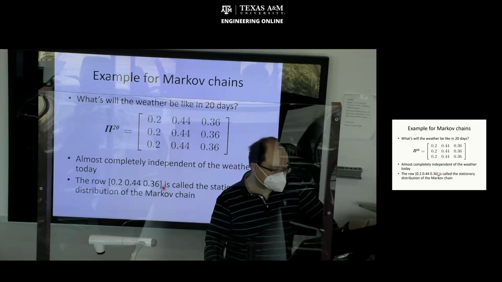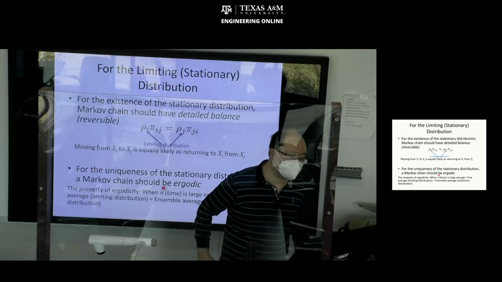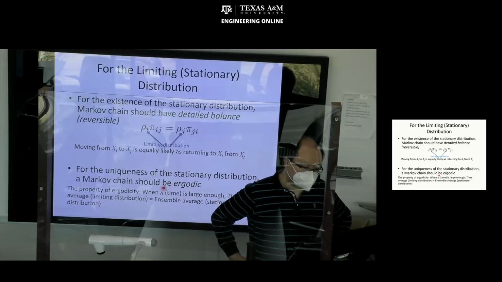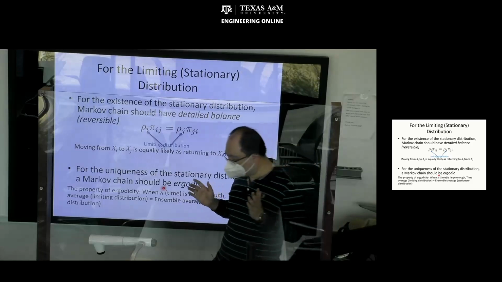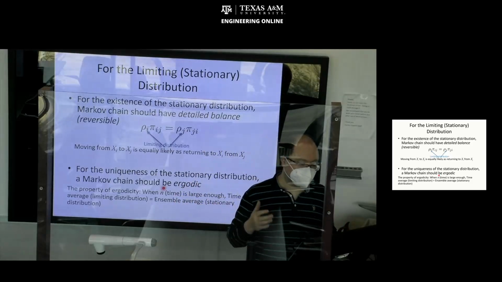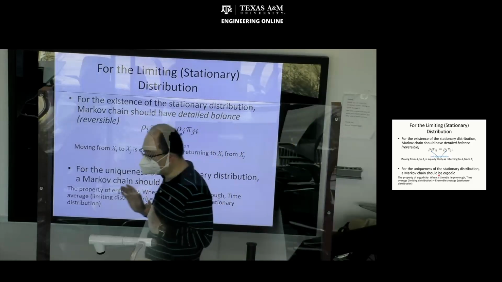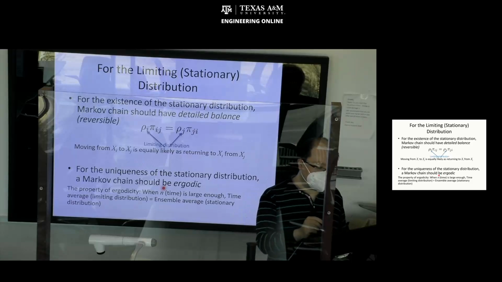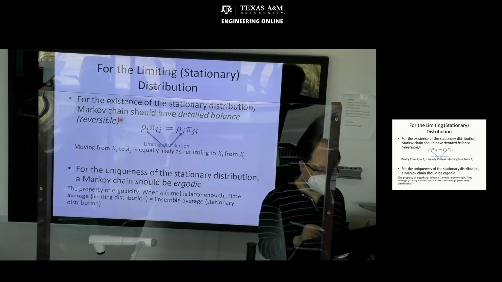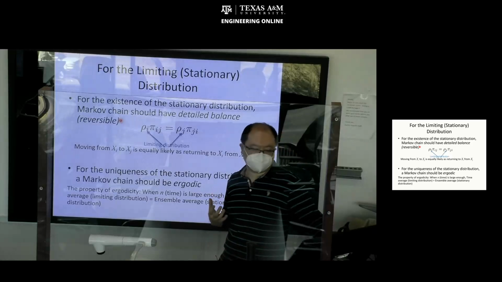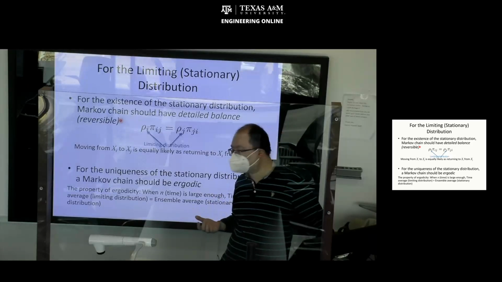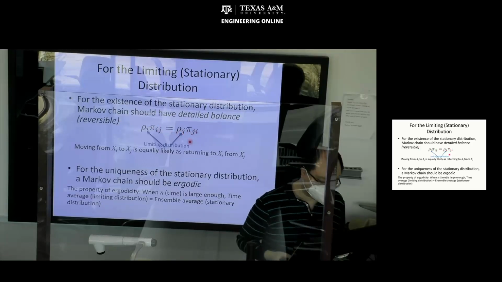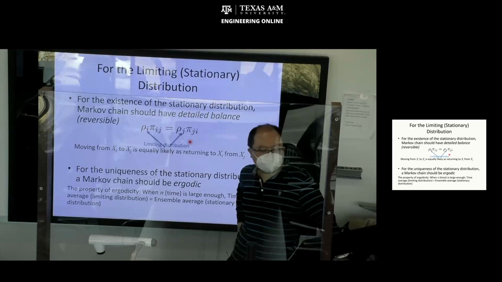Again, we said earlier that there is a limiting distribution and a stationary distribution. What are their relationships? Now let's summarize them again in one slide and learn a little bit more. If you need the stationary distribution to exist, what you need is a so-called detailed balance, which says that rho i times pi ij equals rho j times pi ji. What is it telling us?